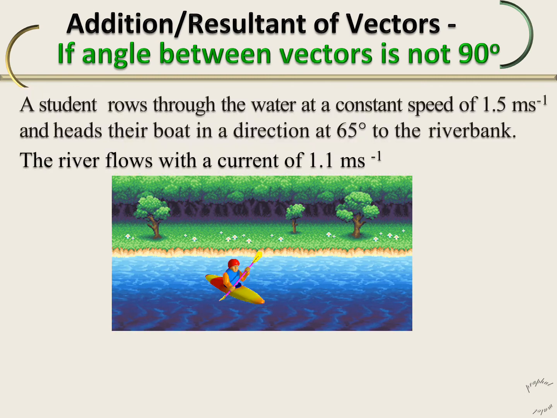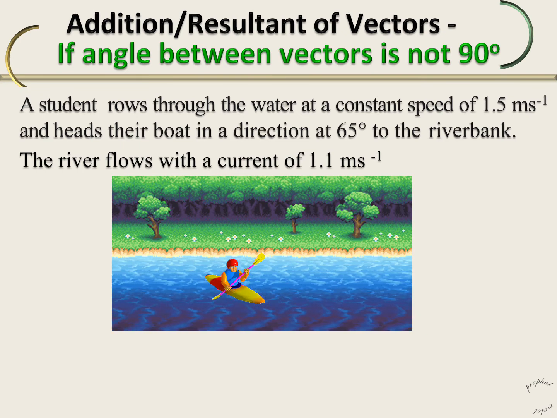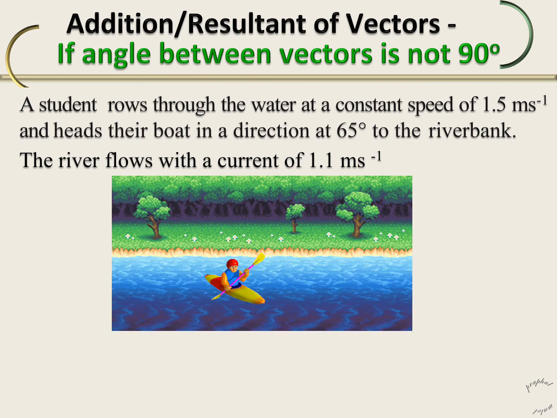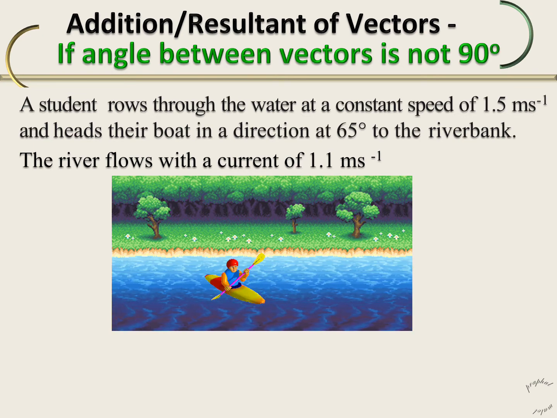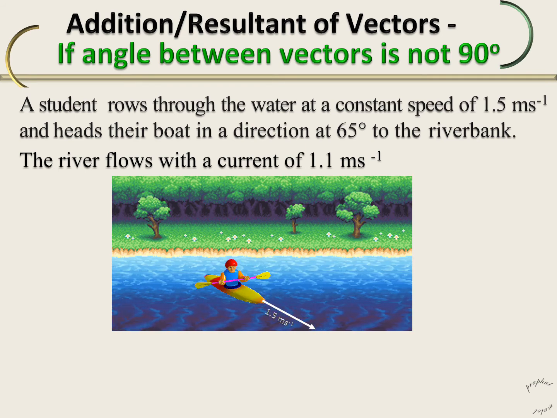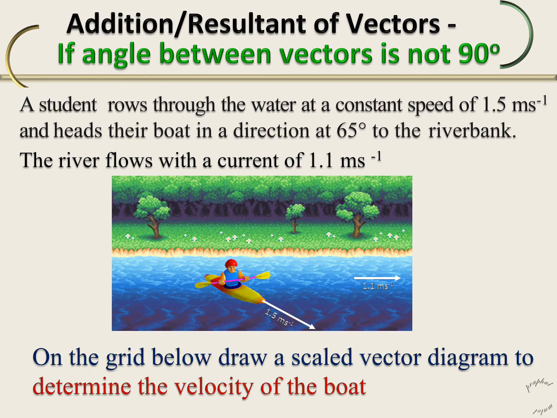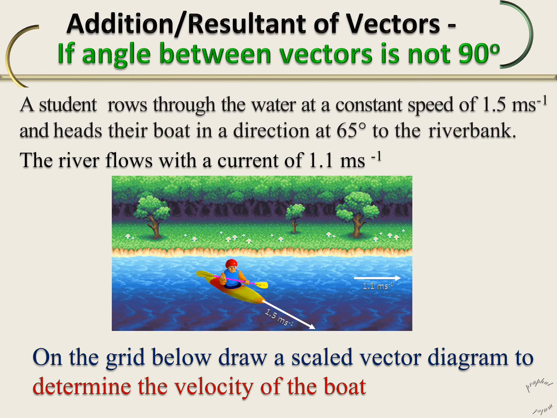Let's consider some values. The speed with which the student is rowing the boat is 1.5 and the direction is 65 degree to the horizontal. River bank means it will be horizontal, with the horizontal. And the current, the water current, is horizontal and 1.1 meter per second. So you can mark the vectors like this. The direction of his velocity and the river velocity are drawn there. And also you are provided with a graph paper. We are going to draw on a graph paper, then find the resultant velocity.